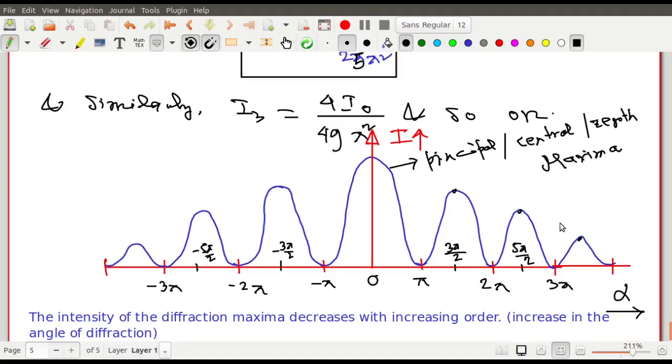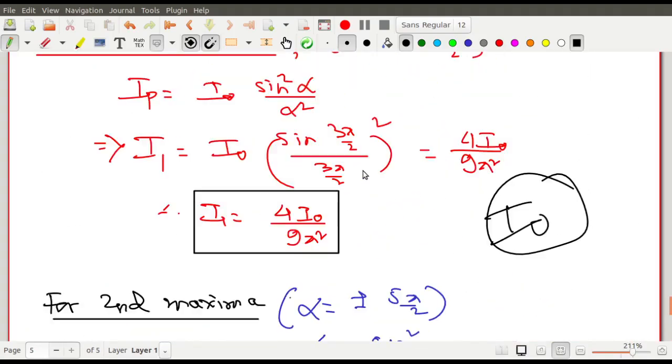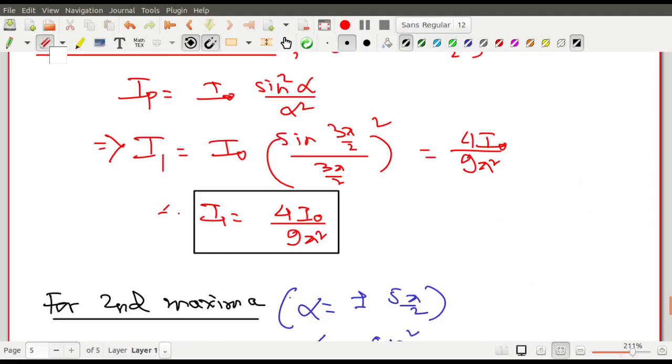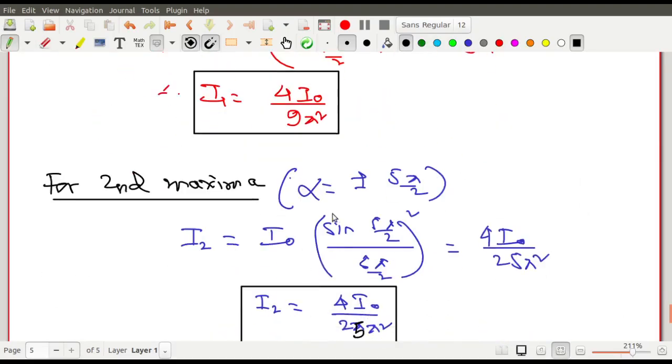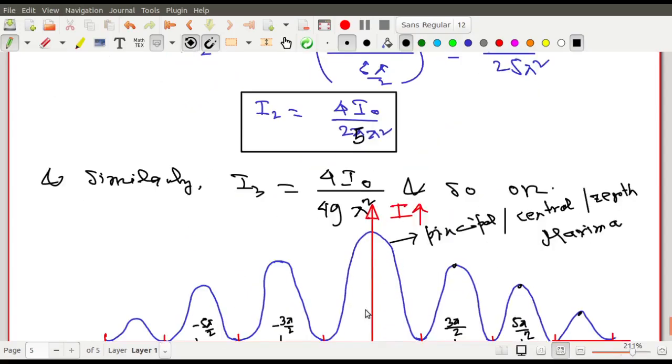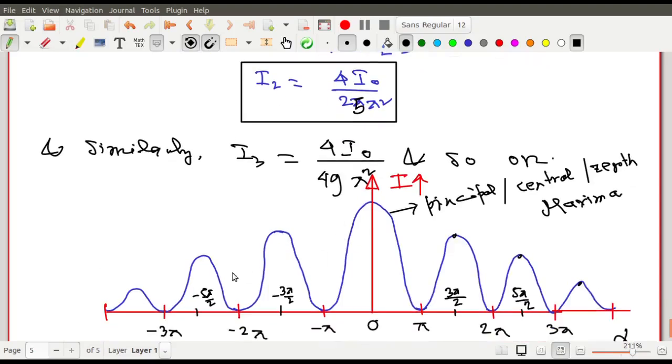And where from did I understand? I understand it from this expression. Principal was my I0. Then the first one you see that is less than I0. The second one you see all the factors are same, 4I0 by pi square, but divided by 25. The next one is divided by 49. So definitely the peak height is decreasing over here. So the diffraction maximas are of diminishing intensity.